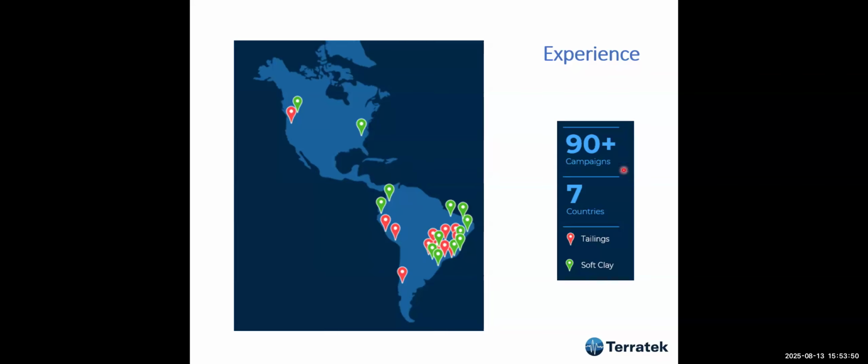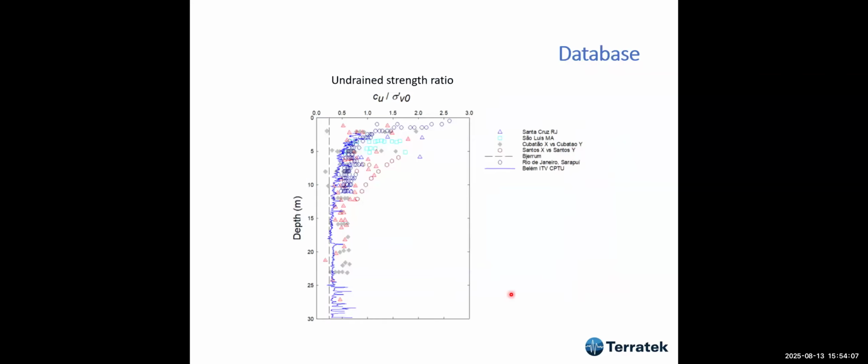It's missing here. We have done something like 90 campaigns in 7 countries, and these are tailings and these are soft clays. These are the main tailings and soft clays are the main type of soils which need CPT. And this is for soft soils in many projects that we have carried out. So we have this range of values that we can compare every time we do a new test.